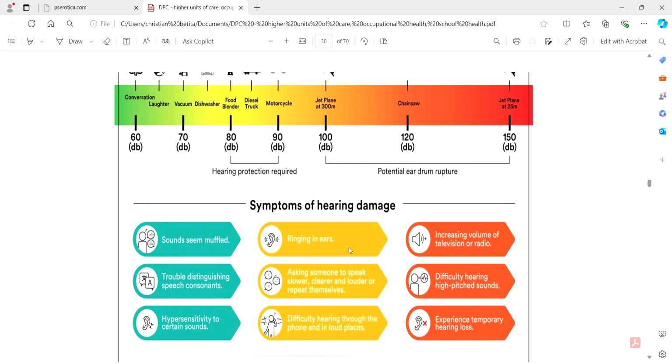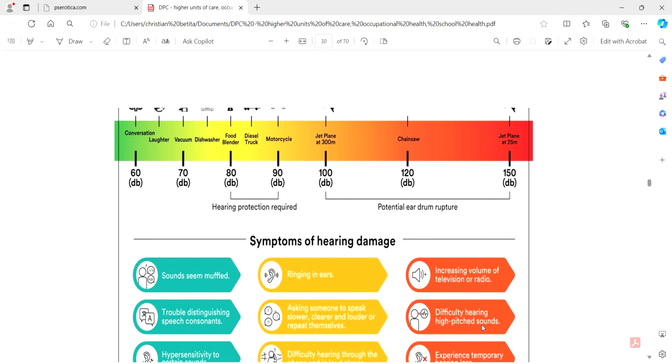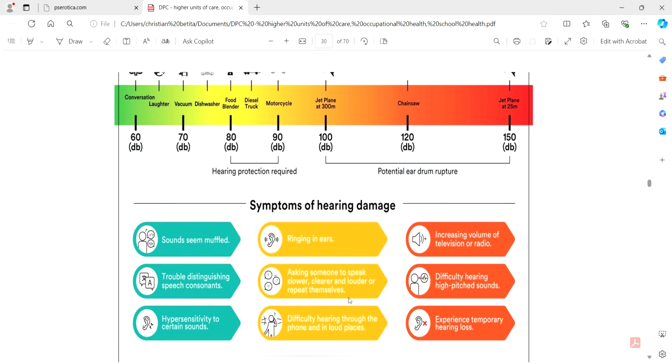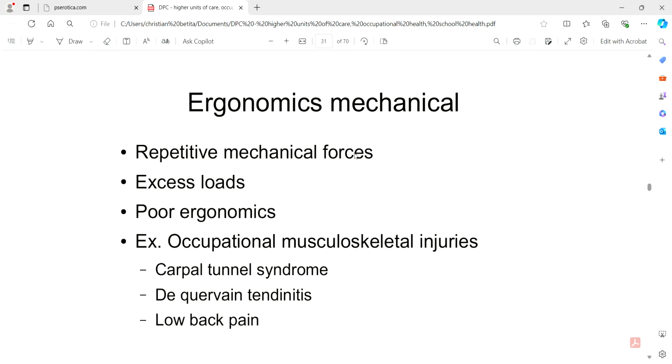And at increased volume, about 100 to 150 decibels, you might have to increase the volume of the television or radio. You might have difficulty hearing high pitched sounds, and you might experience temporary hearing loss. So, these are the symptoms of hearing damage with chronic exposure to these levels. Okay. So, mechanical ergonomics, these are repetitive mechanical forces leading to excess loads, poor ergonomics, and these are your occupational musculoskeletal injuries, which include carpal tunnel syndrome, De Quervain tendinitis, and low back pain. So, carpal tunnel syndrome, this is due to repetitive motions at the level of the wrist.